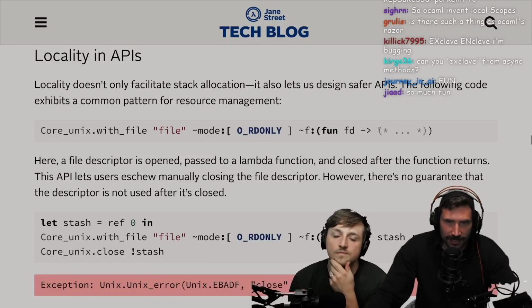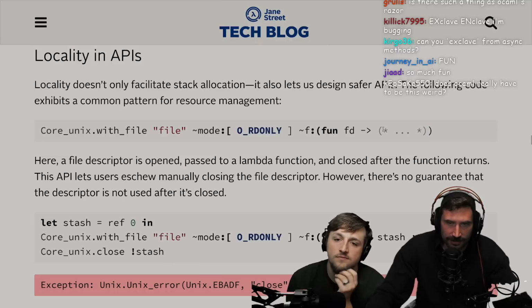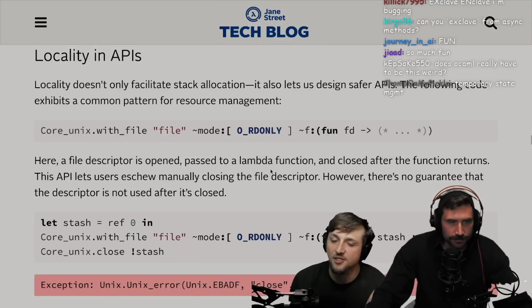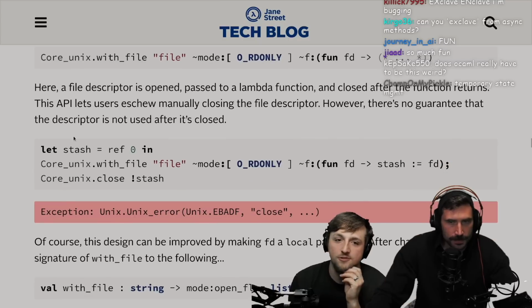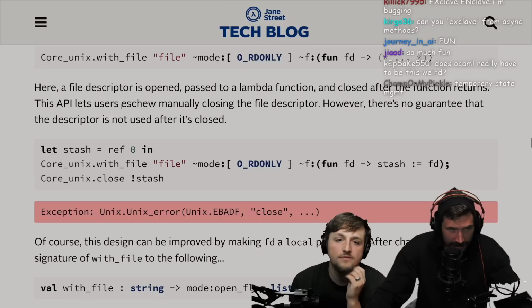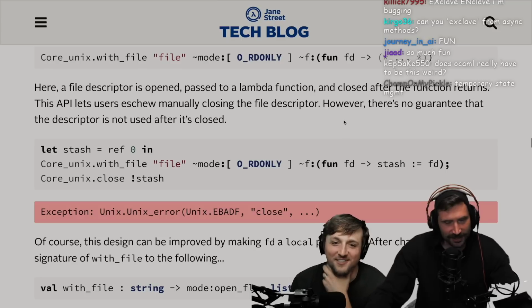Okay, so this callback effectively gives you the lifetime. However long this function lives is how long this file's open for. Yes, but they're going to show how you can break that without the locality. Here a file descriptor is opened, passed to the lambda function, and closed after the function returns. This API lets users eschew manually closing the file descriptor. They really like that word. They do. Twice in one article. It's a lot of eschewing.